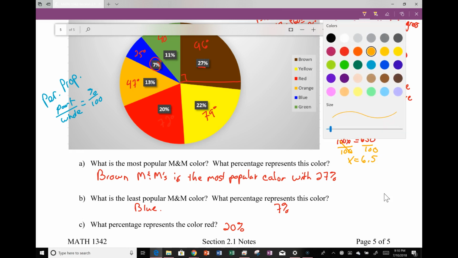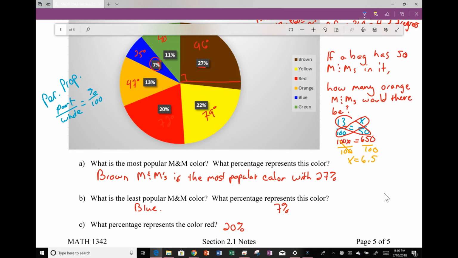Another way is if we just look at our percentage. So I have 13% of 50. I want to change this 13% into a decimal. The "of" I'm going to change to multiply, of 50. You multiply 0.13 by 50 and you will still get 6.5.